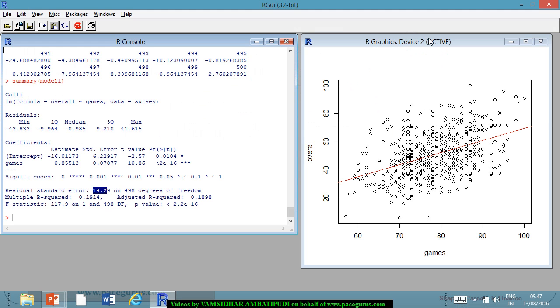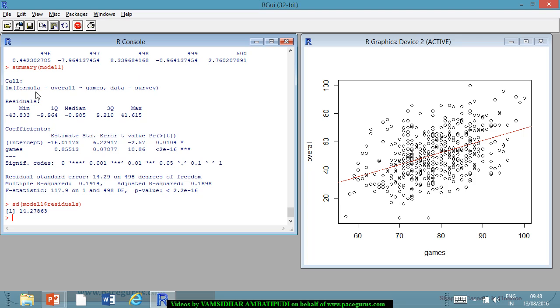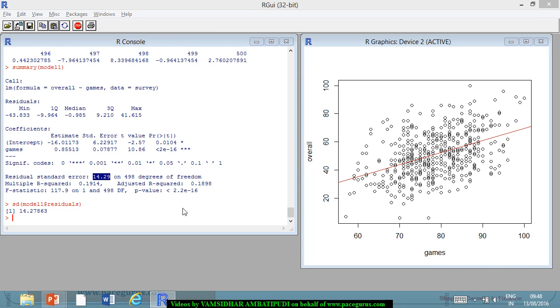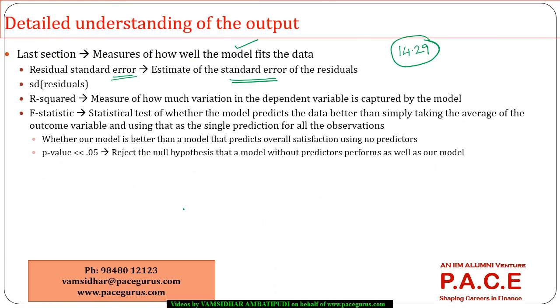So I have taken the residuals, right? These are the residuals I have shown. If I simply take the standard deviation of my residuals, model $1 residuals, I get 14.28 or 27, more or less similar to what we have got as the standard error here. So the standard deviation of the residuals is the standard error of the estimate.